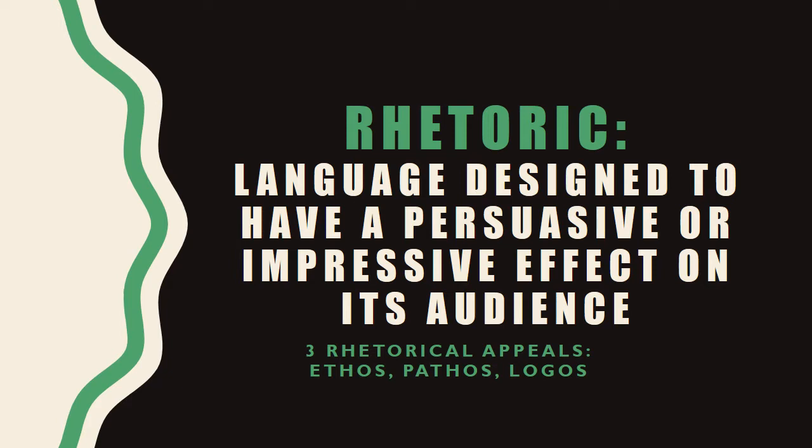So quickly, a definition of rhetoric. Rhetoric is language that is designed to have a persuasive or impressive effect on its audience. And so you use three rhetorical appeals for that. You use ethos, pathos, and logos in terms of rhetoric.